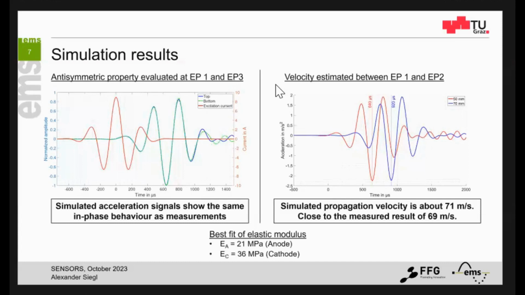And these results were achieved for a Young's modulus for the anode of 21 megapascals, and the Young's modulus for the cathode of 36 megapascals. And now the nice thing when we have this model is we can look inside the battery and see how the inner layer structure of the battery actually is excited.